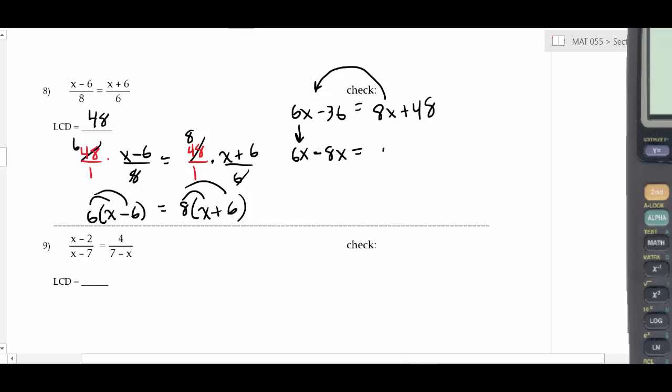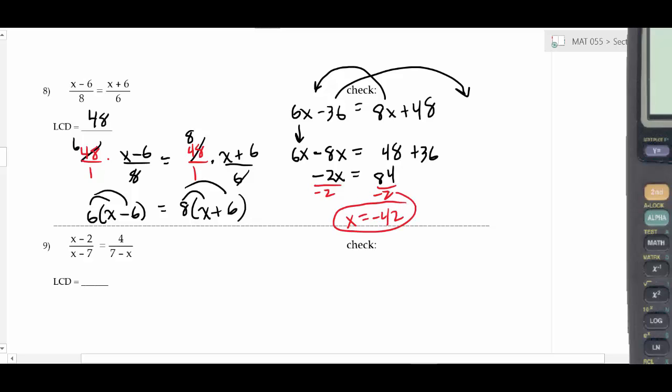Then if you leave the 48, you don't touch that, but if you move the 36, you've got to change that sign. Okay, so that's something you've got to be aware of. So this would be negative 2x, and then if you add that up, that's going to be 84. Now you can divide both sides by negative 2, so you'd end up getting x equals negative 42. Okay, like that. All right?